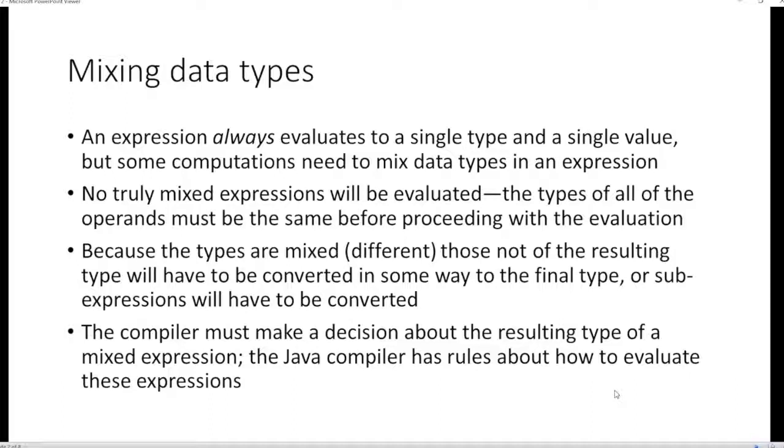When an expression has mixed data types, for example, a double and an integer, the compiler has to decide what the resultant data type of that expression will be. It can't be both because an expression has a single value and a single type. So there have to be rules to determine how to convert mixed data type expressions into a single data type as a result.